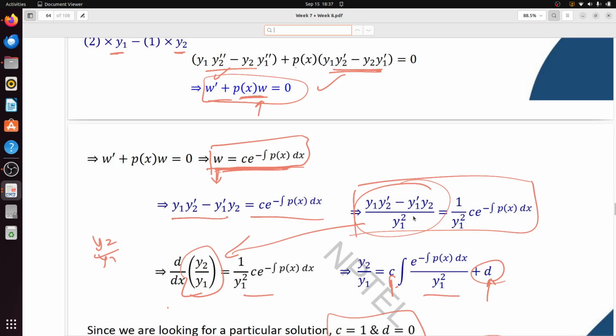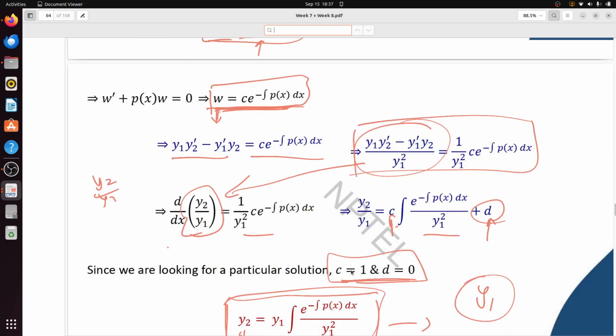Now you divide by y1 squared. If you divide by y1 squared, what will we get? We get d/dx of (y2/y1) equal to (1/y1²) C e^(-∫p(x) dx). Now to find y2/y1, you need to integrate the right hand side. C will be outside the integration because it is a constant. So y2/y1 = C ∫ e^(-∫p(x) dx)/y1² dx + D.